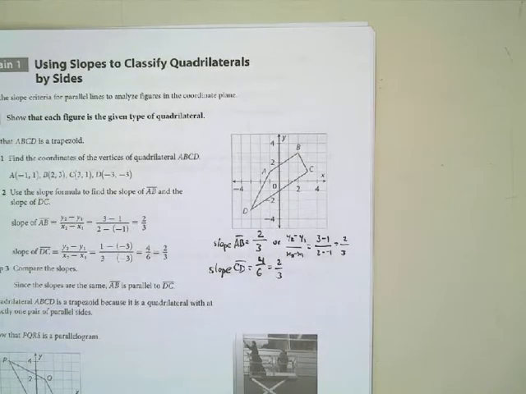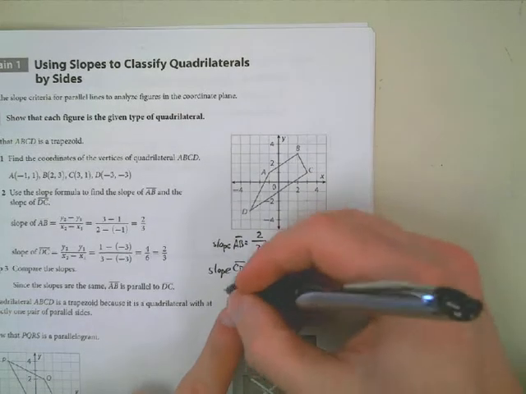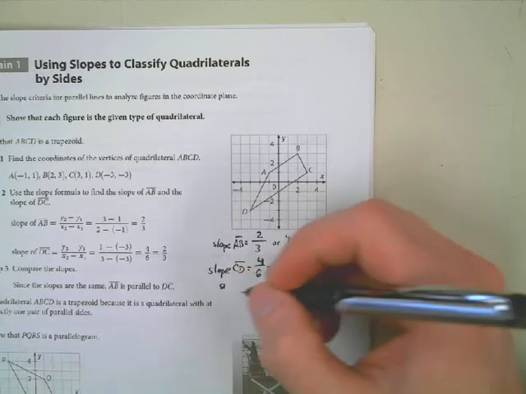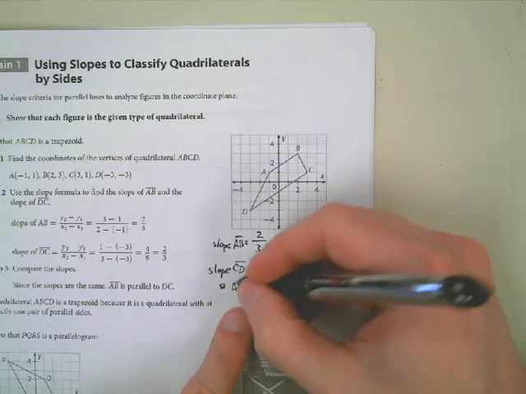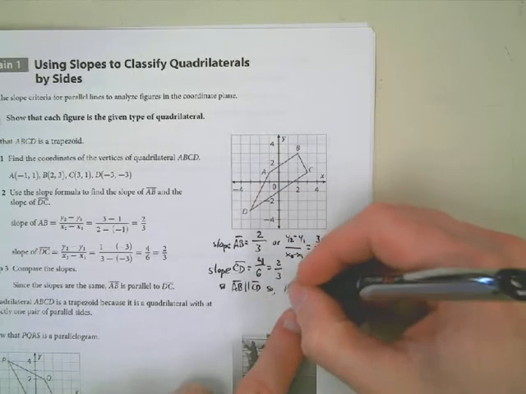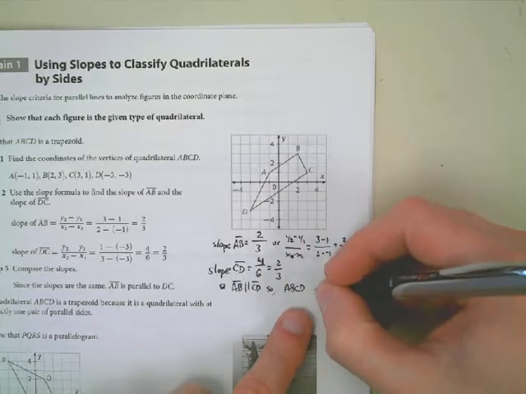Okay. So, Zishan, is this quadrilateral a trapezoid? Mm-hmm. Why? They're both the same slope. Okay, they're both the same slope, so therefore, AB and CD are what? Parallel. Parallel, exactly right. Okay, so since AB is parallel to CD, ABCD is a trapezoid.